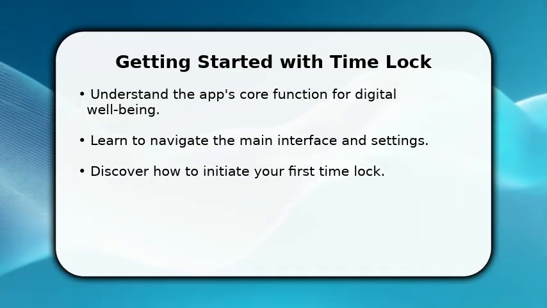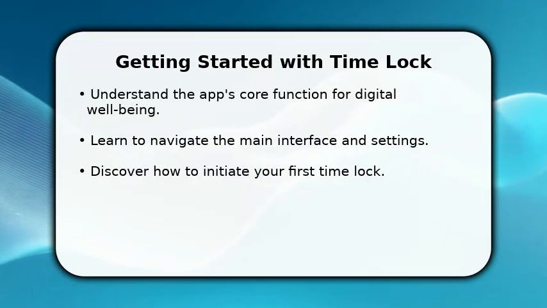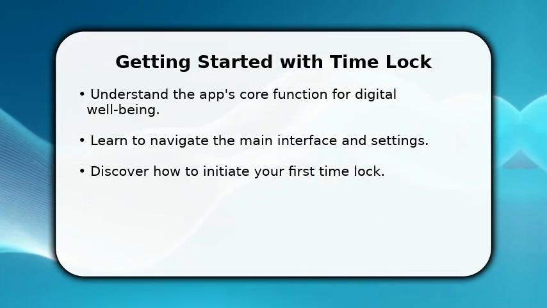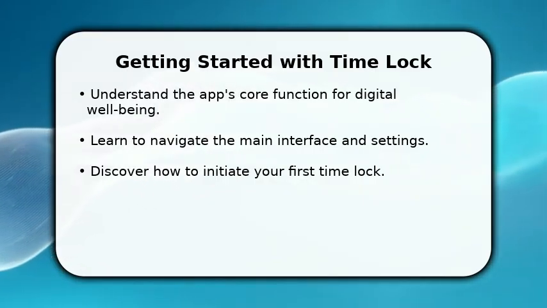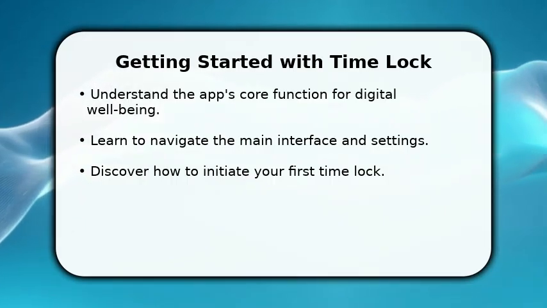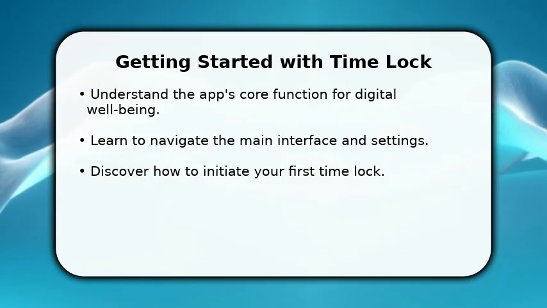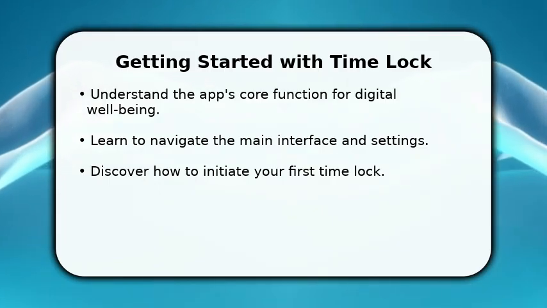In this video, I will explain how to use a time lock app. First, download and open the app from your device's app store. Upon launching, you'll see the main dashboard, which displays your current lock status and available features. Tap on the New Lock option to begin configuring your first time-restricted access. This initial setup is crucial for effectively managing your digital habits and ensuring focused productivity.